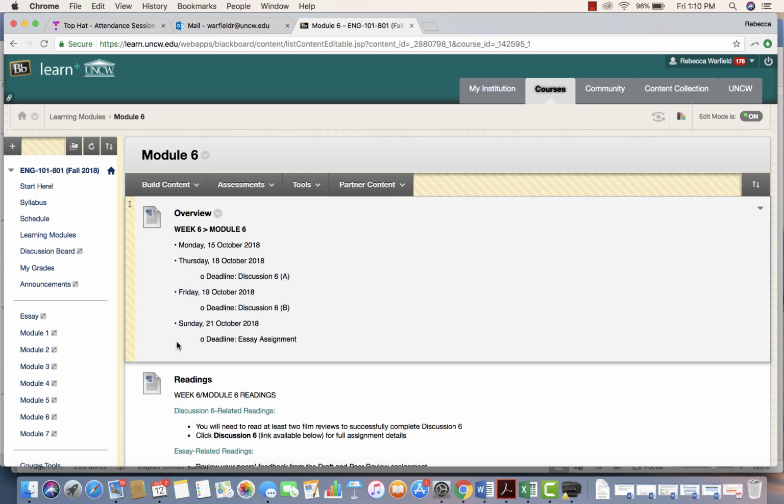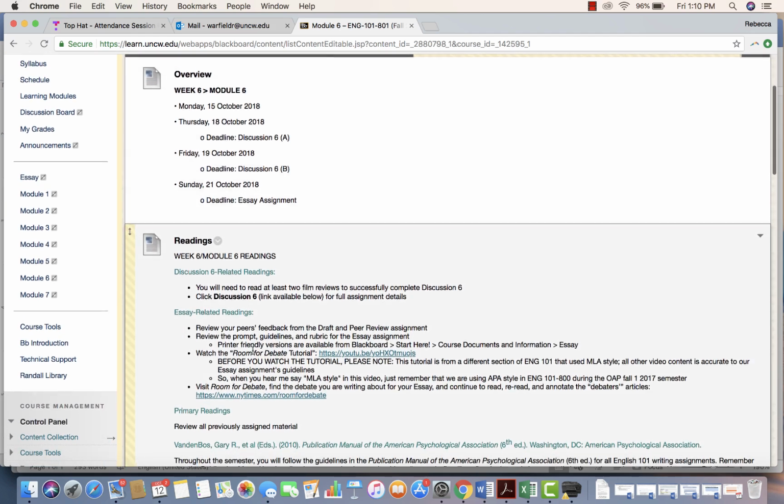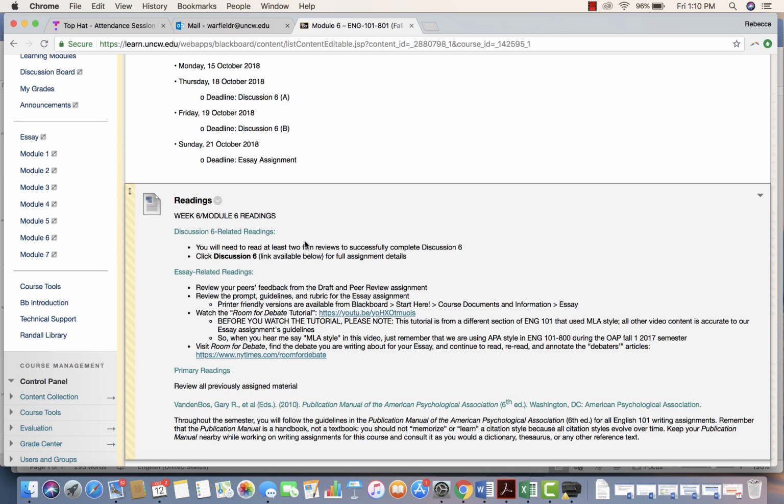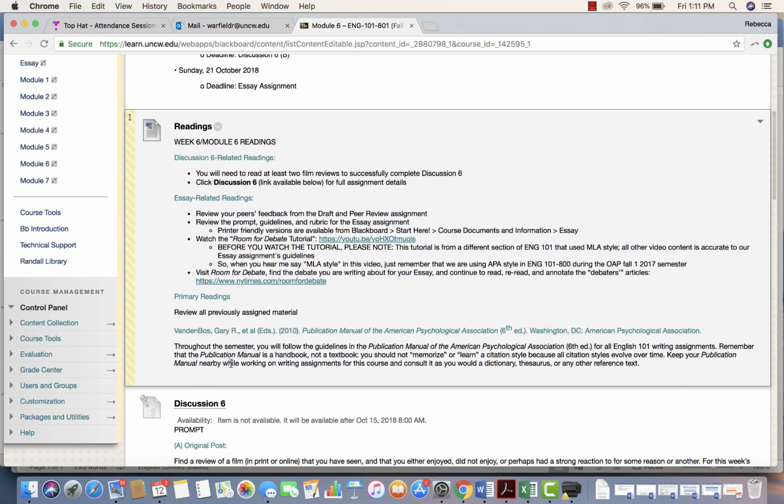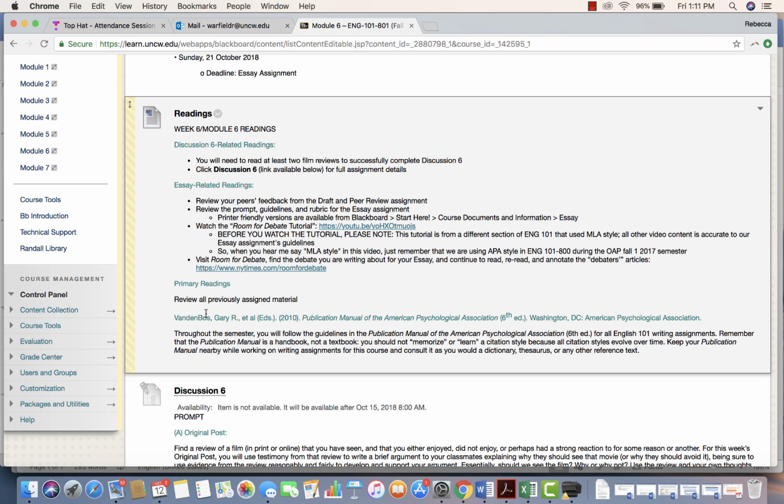So moving right along, for your Module 6 readings, you will need to read at least 2 film reviews to successfully complete Discussion 6. And the discussion, of course, is below. And then you will also need to head to your peer review feedback from the draft and peer review assignment. You'll need to look at that and really not just skim it, but look at it and see what your peer said about your paper. And of course, as always, make sure you review the prompt, guidelines, and rubric for the essay assignment. Make sure that you have written the essay that you have been asked to write. The first step to good writing is knowing what you're supposed to do, knowing the prompt.